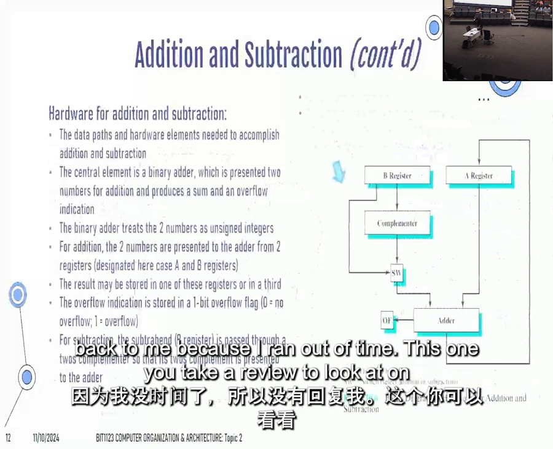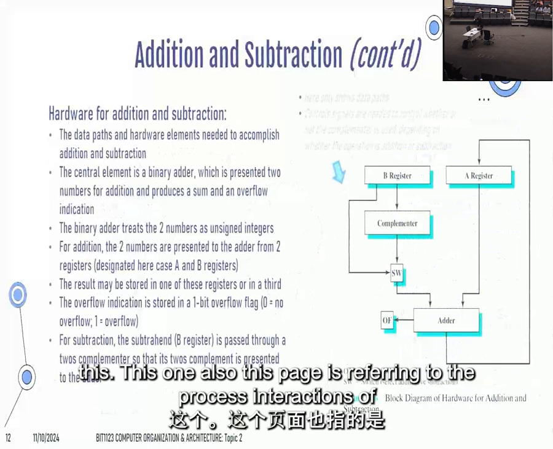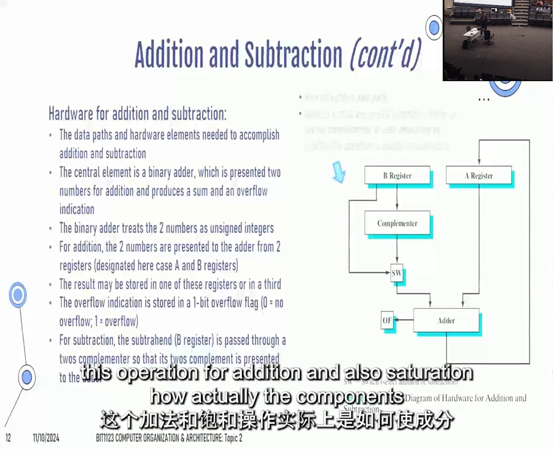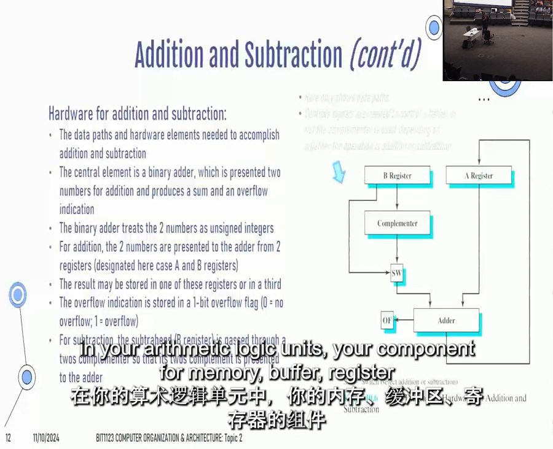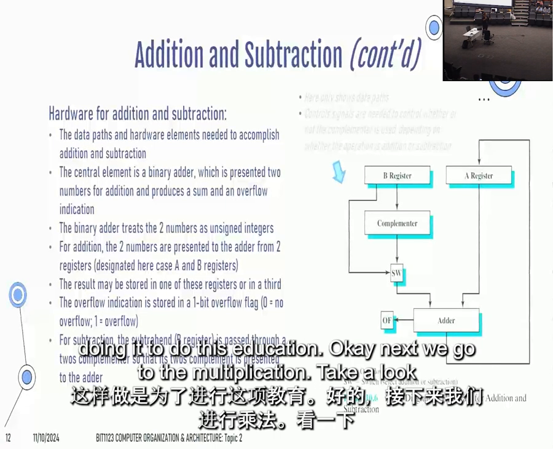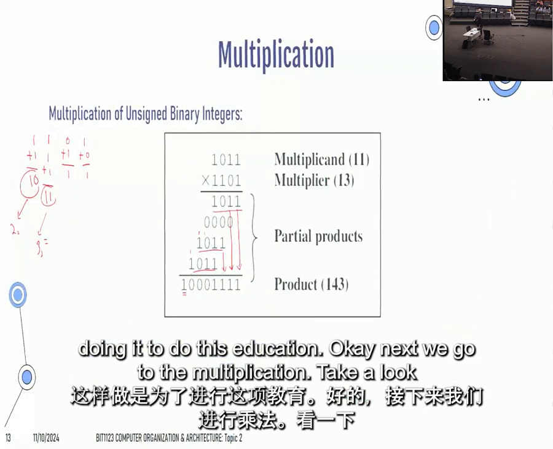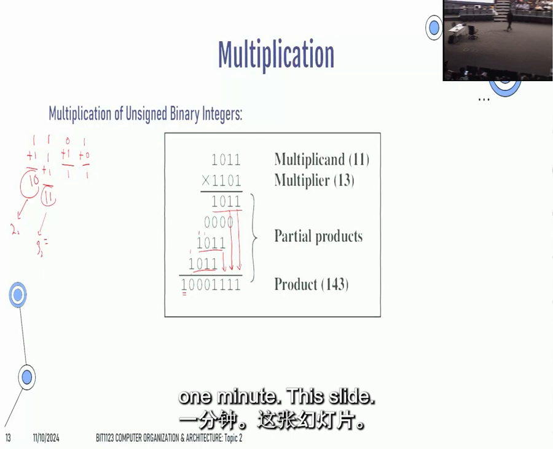This one, you take a review to look at. This page is referring to the process of instructions of this operation for addition and also subtraction: how actually the components in your arithmetic logic unit, your memory, buffer, and register, do this execution. Okay, next we go to multiplication. Take a look, one minute. This slide.